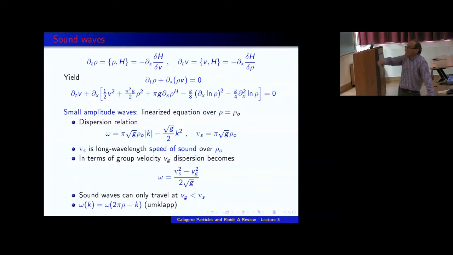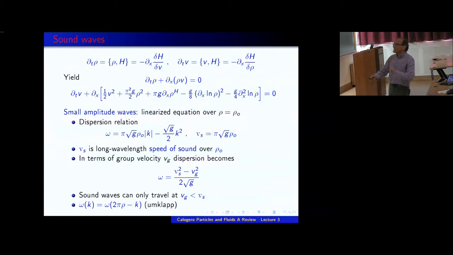And you found that these small amplitude waves will have a dispersion relation like that. It's a nonlinear dispersion that has a linear part and a quadratic part like that. The velocity of sound, defined as the group velocity derived from this relation for small wave number, for large wavelengths, turns out to be this. And in terms of the group velocity, this dispersion relation acquires this form.